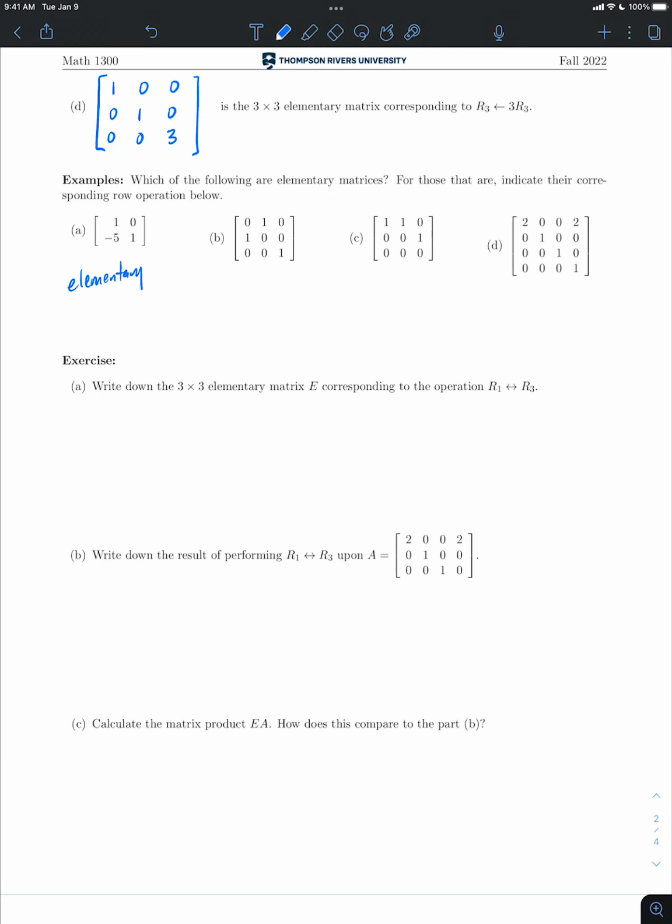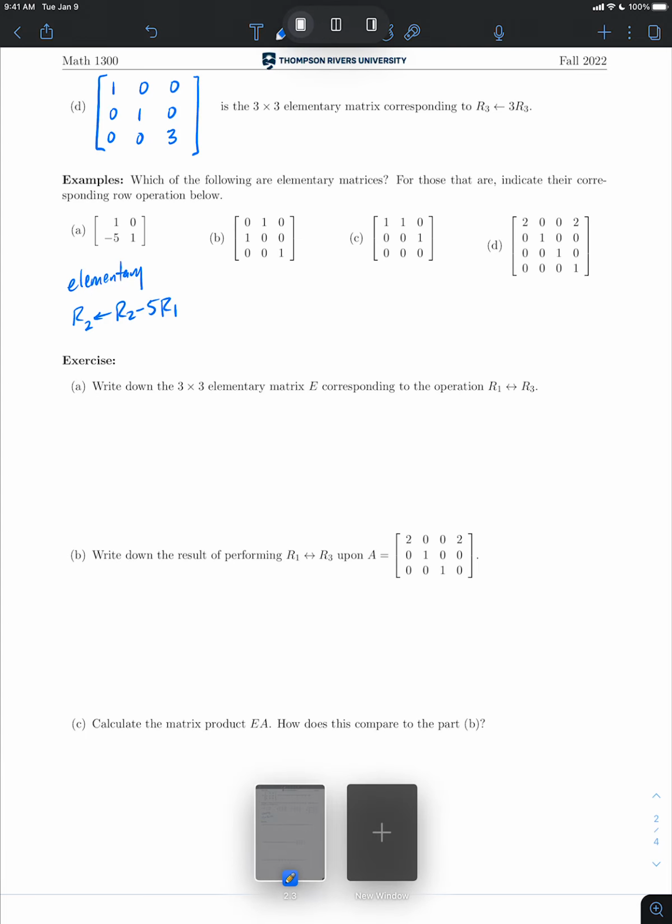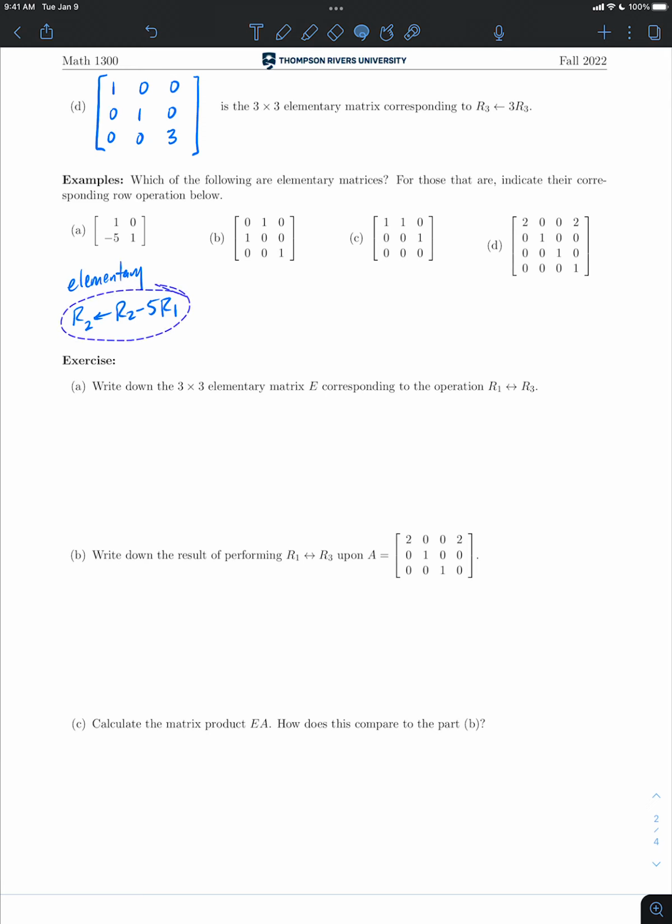And the corresponding row operation, if I start with the 2 by 2 identity matrix and I take row 2 and replace it with row 2 minus 5 row 1, okay? Don't take my word for it. Just write it out. Pause the video and check. Write out the 2 by 2 identity matrix and then perform this operation on it. And you'll see that you get exactly this matrix. So because that's possible, then yes, it is an elementary matrix.